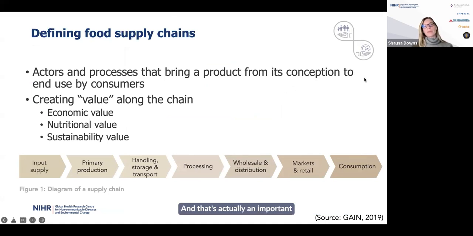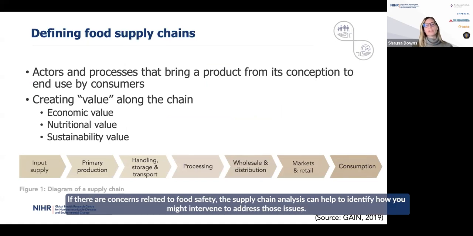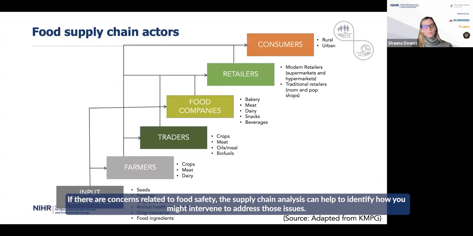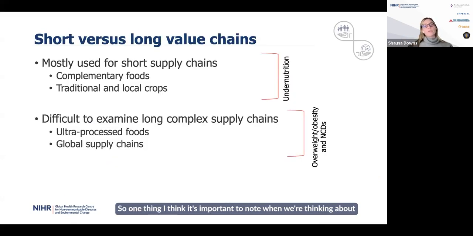And that's actually an important reason for doing value chain analysis or supply chain analysis: if there are concerns related to food safety, the supply chain analysis can help to identify how you might intervene to address those issues. So one thing I think it's important to note when we're thinking about value chain analysis or supply chain analysis is that it's very different depending on what types of supply chains you're looking at.